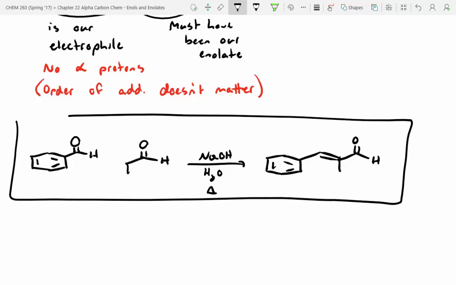All right, so that's where I'm going to leave you today. When we come back next week, we'll talk about the Claisen condensation, which is a similar reaction with esters instead of aldehydes and ketones.